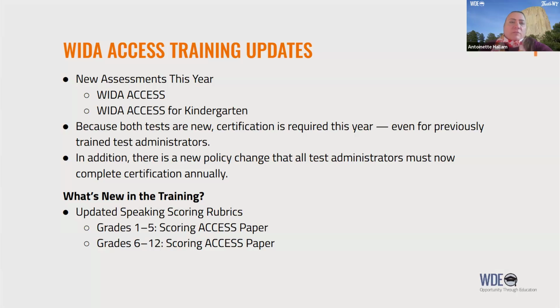So in terms of training content, there are also some updated speaking scoring rubrics for grades 1 through 5, the scoring access paper, and also in grades 6 through 12, the scoring access paper. These updates help to ensure that we are scoring consistently and accurately across all grades.